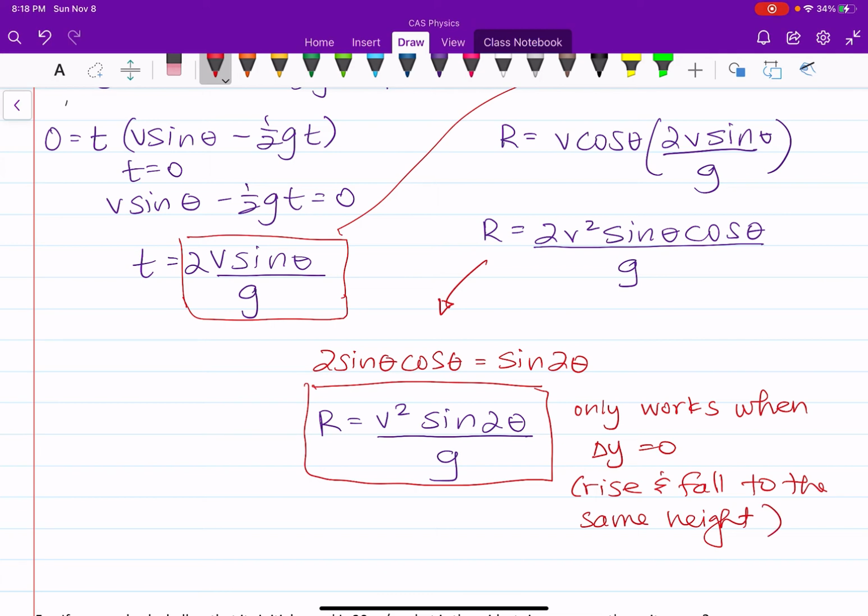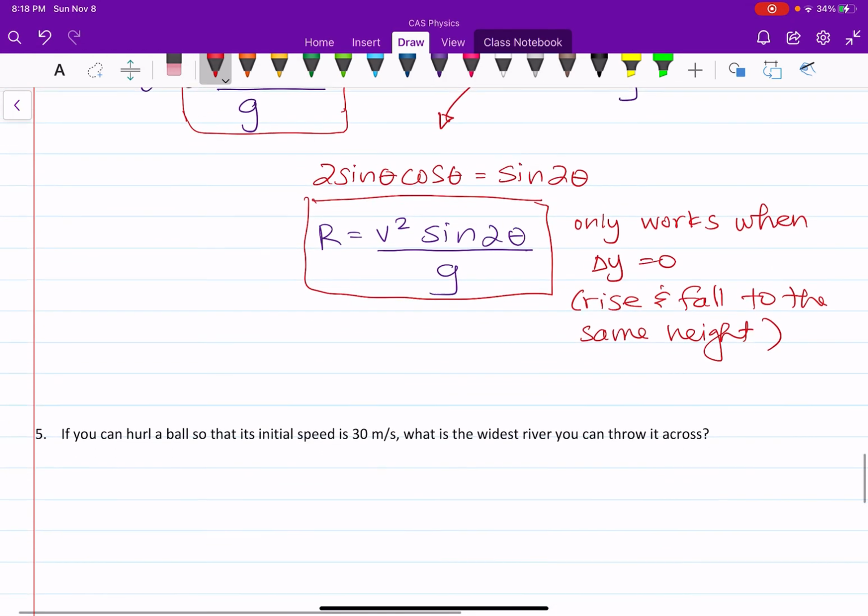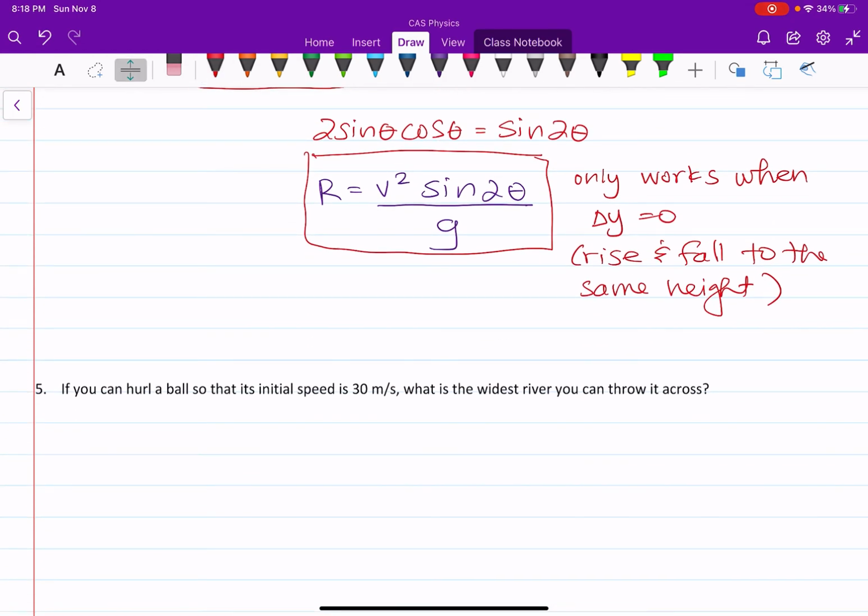But you can actually do some interesting things with this equation, because what you can figure out is, if you have a certain velocity, how far can you shoot the object? And the other interesting thing you can do with this is to say, if you have a Nerf gun that has the capability of shooting out a Nerf bullet at a certain velocity, what angle should you aim it in order for it to reach the maximum distance?